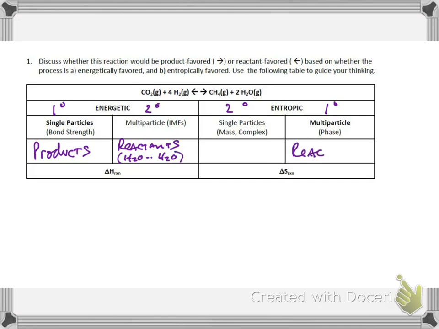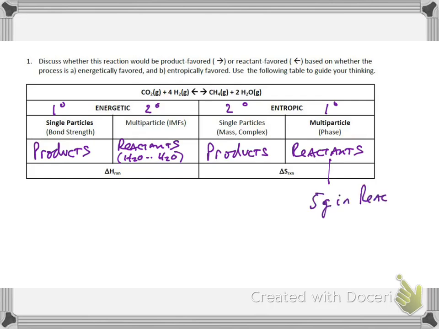Entropy, we would expect reactants to be most favored due to the total number of gas particles, which is 5 in the reactants versus only 3 gas particles. And at the single particle level, we'd expect products to be more favored due to the average mass complexity to be higher in the products, given that the reactants have 4 out of the 5 particles are very, very simple.